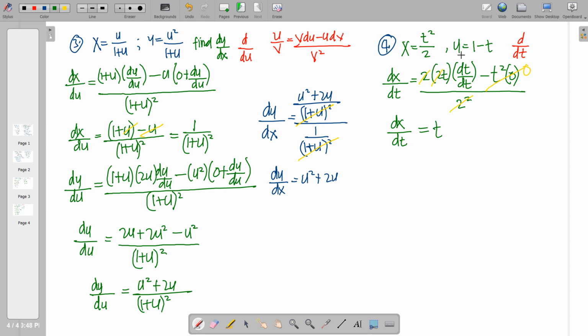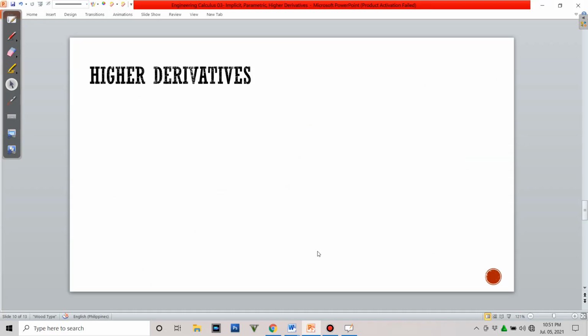For our y function, we have dy over dt, this is 0, less dt over dt, which is obviously equal to 1. Therefore, dy over dx is negative 1 all over t. So that completes our problem in parametric equations. So moving on to the next topic, we have here higher derivatives.